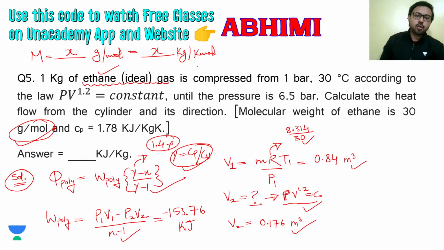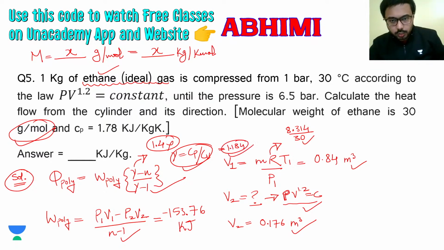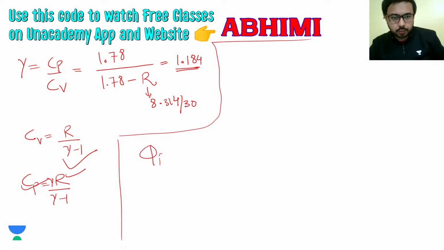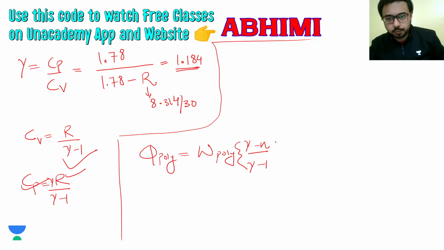So see, gamma is not equal to the value 1.4, and if you took that, you could get this answer wrong, and hence I think this question is very well worth doing to get this concept correct. So gamma is now calculated as 1.184, and now we can calculate Q polytropic. So Q polytropic will be W polytropic times (gamma minus n) divided by (gamma minus 1).